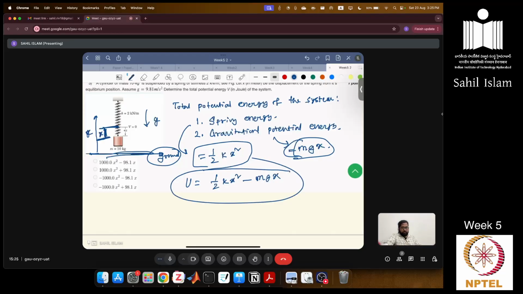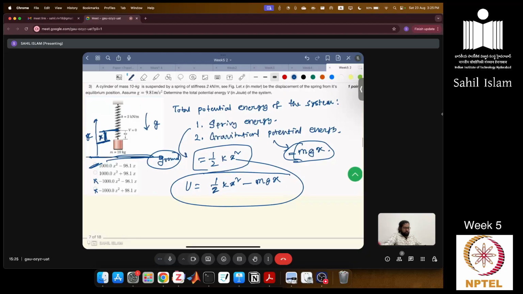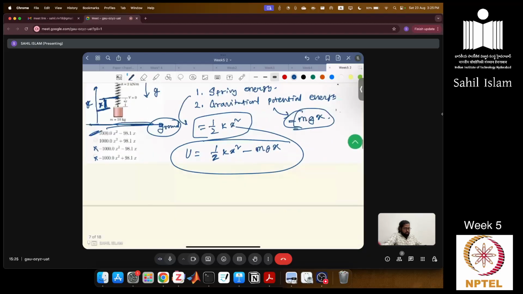If you look at the options, these two cannot be the answer, because the spring energy has a negative sign, and it is not going to have a negative sign. Only this first option has gravitational energy as negative. So this is the answer. This is how we do question 3.